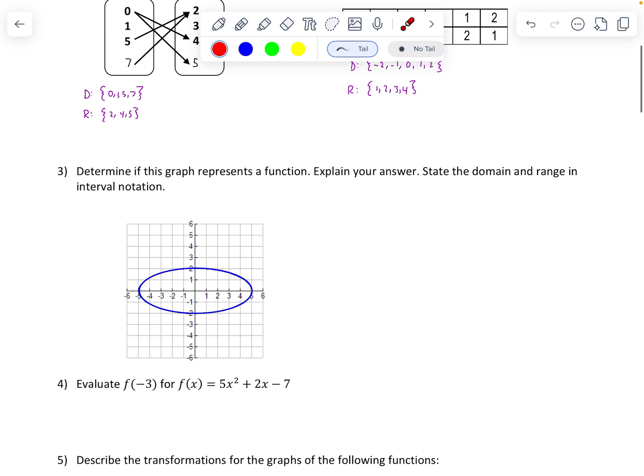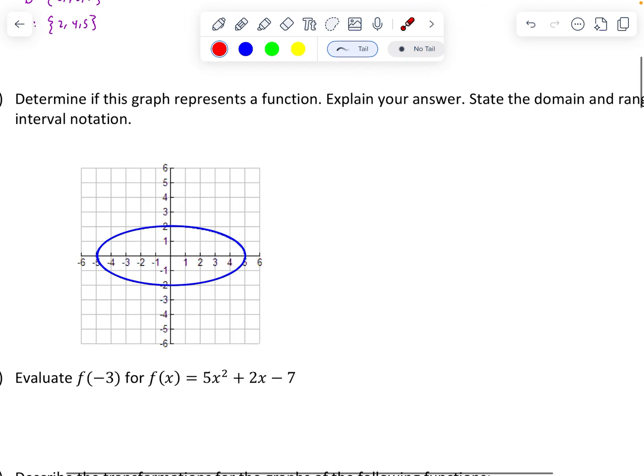All right. Determine if this graph represents a function. Explain your answer. State the domain and range in interval notation. So now interval notation, since this isn't just a bunch of random points, this is like a curve, like a smooth graph that has infinitely many points everywhere along the curve. It's not a function because it fails the vertical line test. And then the domain in interval notation, that's the smallest x value that's used, which is negative 5 all the way out to 5. And that's going to be brackets because those numbers are used.